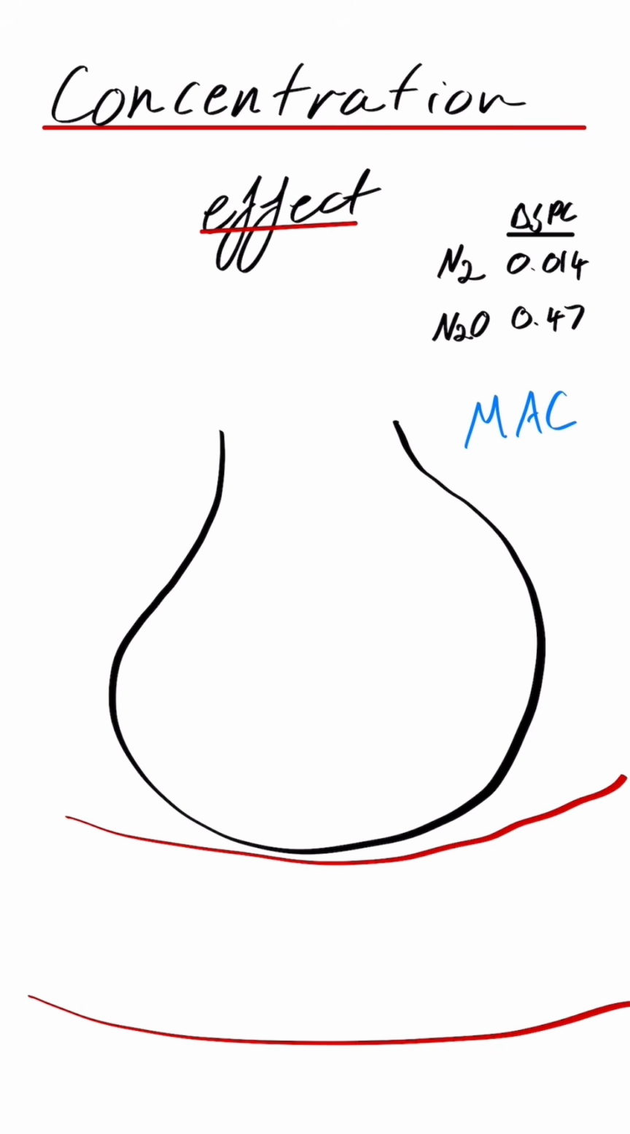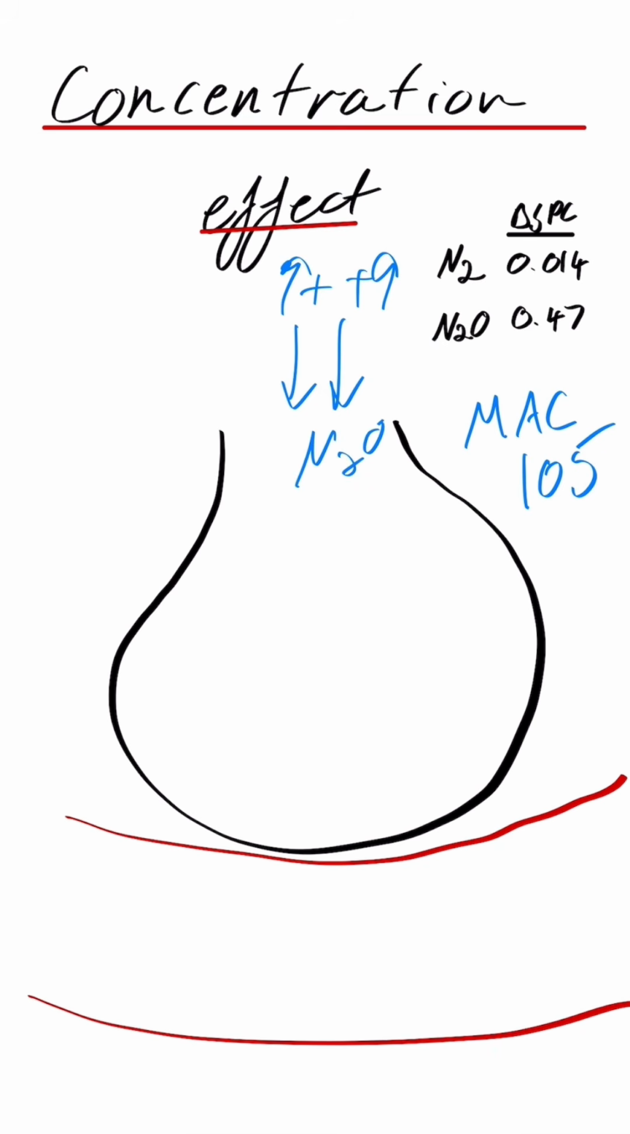So MAC is the minimum alveolar concentration. And when it's a very high MAC, it usually means that it's not very potent. So the MAC for nitrous oxide is around 105. And what this means is that you need to deliver very high concentrations of nitrous oxide for it to get into the bloodstream and cause an effect. Well, to cause an effect, because it actually easily gets into the bloodstream.